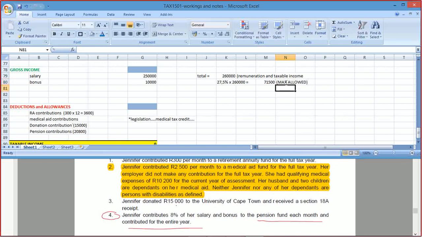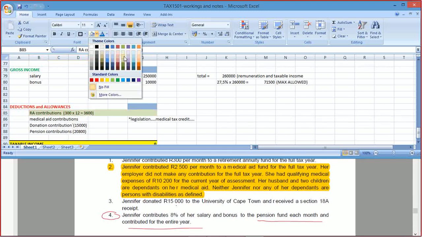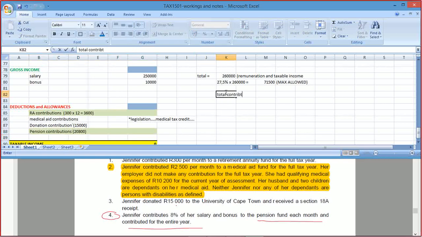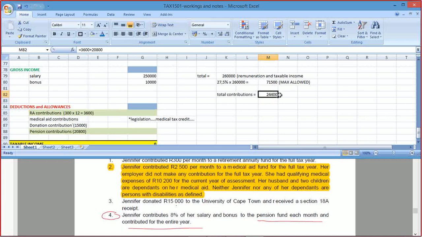Yeah. Okay, in terms of what we just covered. So if she contributed this amount, she'll be able to claim that amount. Okay, now we need to look at what her contributions were. Well, there's a contribution there. There's a contribution there. Okay, how much do those contributions add up to? Let's check. Total contributions equal. What is it? Okay, 36 plus 20,800. Okay, that gives me that amount, 24,400.